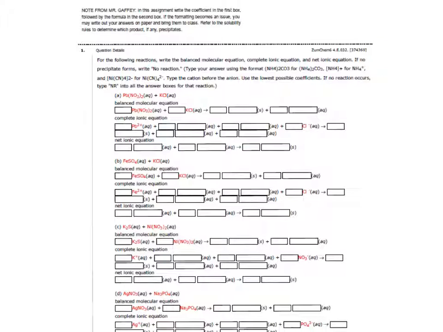WebAssign 8, Question 1, Part B. Let's tackle Part B of this question. In my case, I have iron(II) sulfate paired with potassium chloride for Part B.